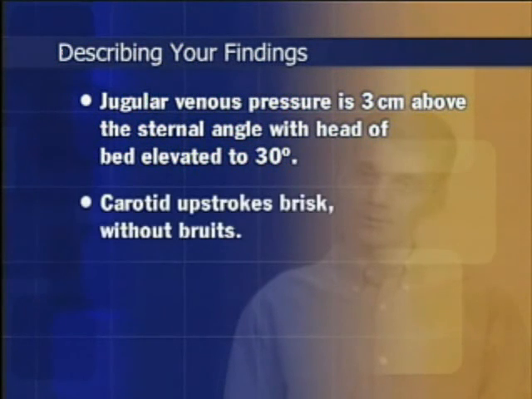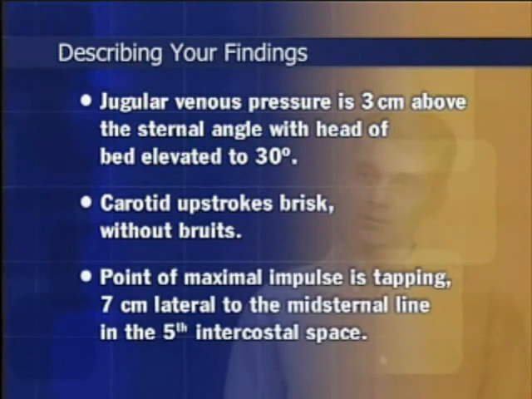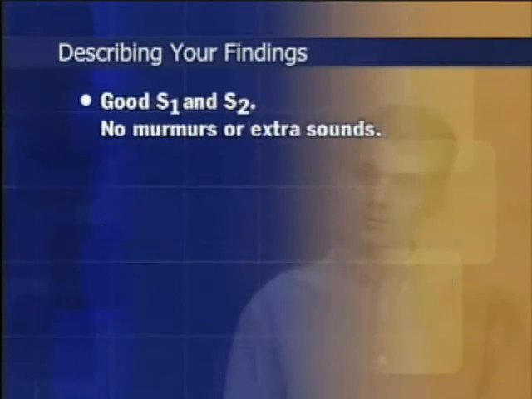Carotid upstrokes are brisk, without bruits. The point of maximal impulse is tapping, 7 centimeters lateral to the midsternal line in the 5th intercostal space. Good S1 and S2. No murmurs or extra sounds."